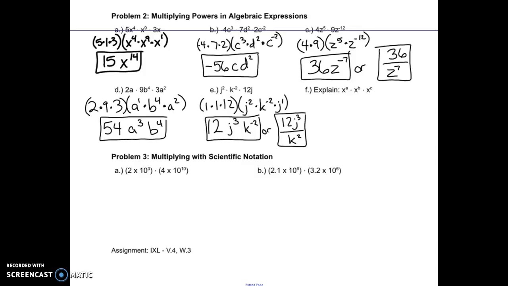And F says explain x to the A times x to the B times x to the C. We're going to keep our base and we're going to add our exponents. So A plus B plus C. Even though they're variables and they're not numbers, we can still add them together. We can't combine them, but we can leave it like that. So that's just our answer.